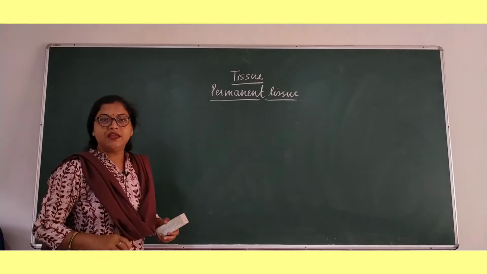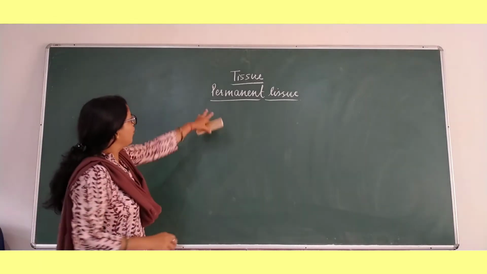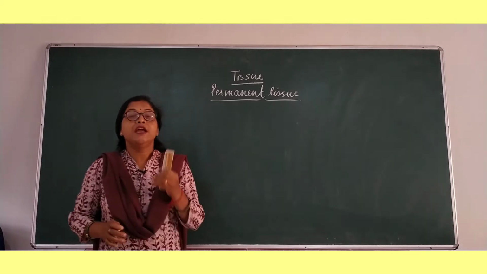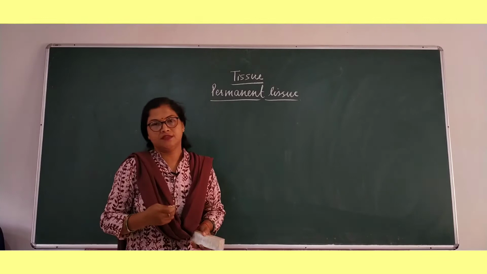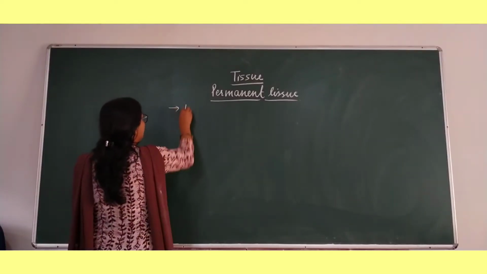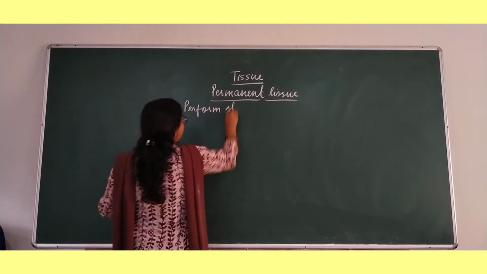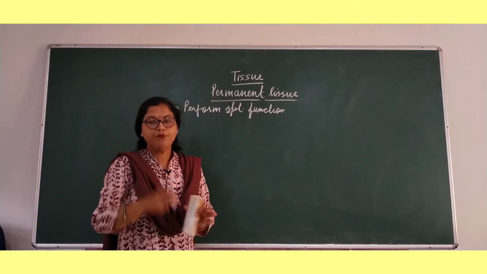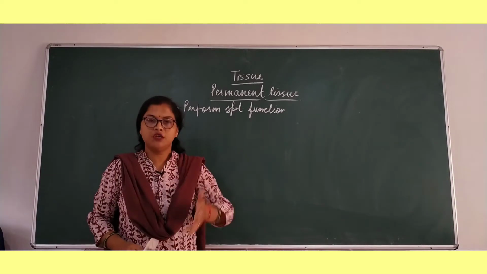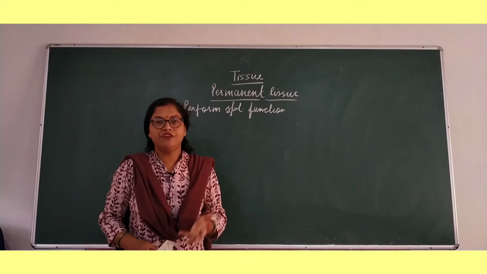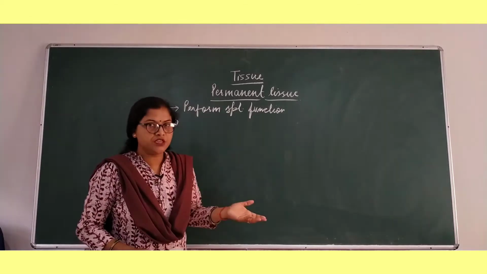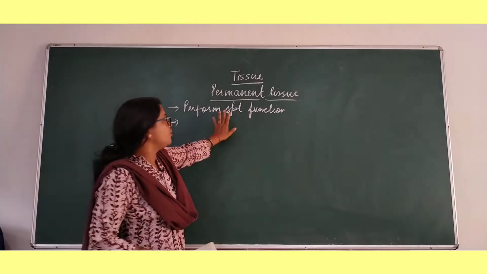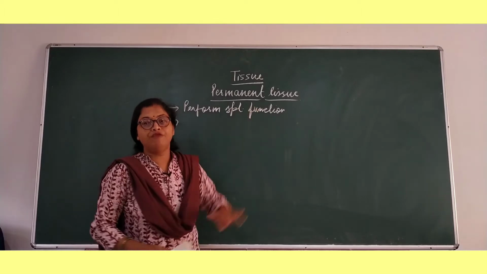Before I start explaining about its types, first we should know what we mean by permanent tissues. These permanent tissues are cells, groups of cells, differentiated to perform special functions. Another very important part is that they have lost the ability of division, because, as I had explained about the meristematic tissues, in meristematic tissues their ability is to divide till they become permanent. So they lose their ability of division.